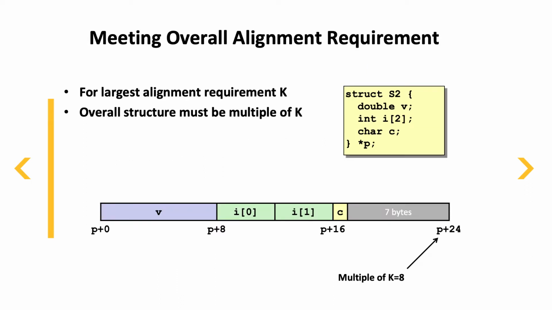So even if we shuffle things around as we see here, for this specific example, though this is not always going to be the case, we actually end up still having the same size for the overall struct. Even if we shuffle things around, do the double first, then the integer array, then the char, we're still going to have that same 7 bytes of wasted space because the overall structure has to have a length that is a multiple of k, and we get that k from the largest alignment requirement within the struct, which is coming from that double.